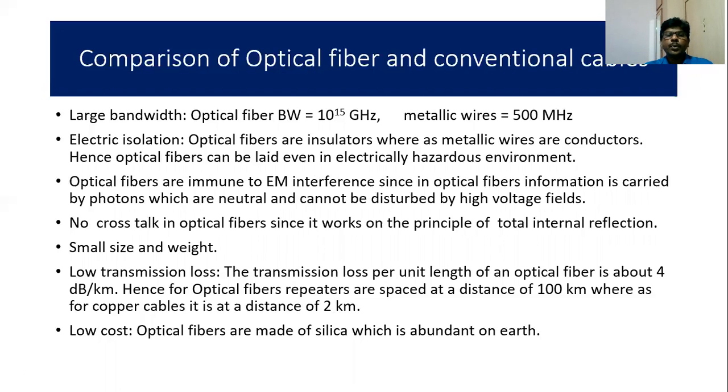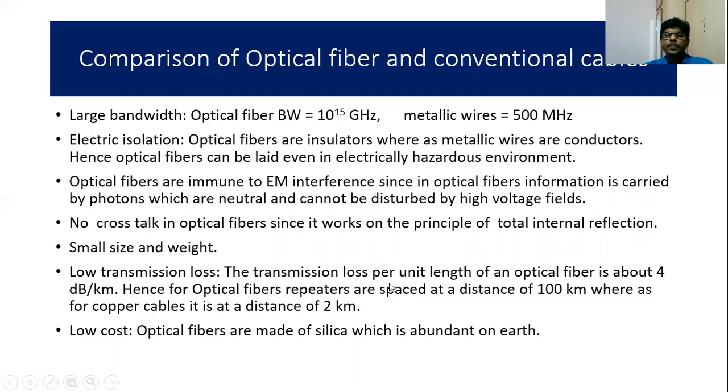Optical fibers are immune to electromagnetic interference, since in optical fibers information is carried by photons which are neutral and cannot be disturbed by high voltage fields. No crosstalk in optical fibers, since it works on the principle of total internal reflection. Light always passes, so the information always passes through the core. Small size and weight. What about low transmission loss?